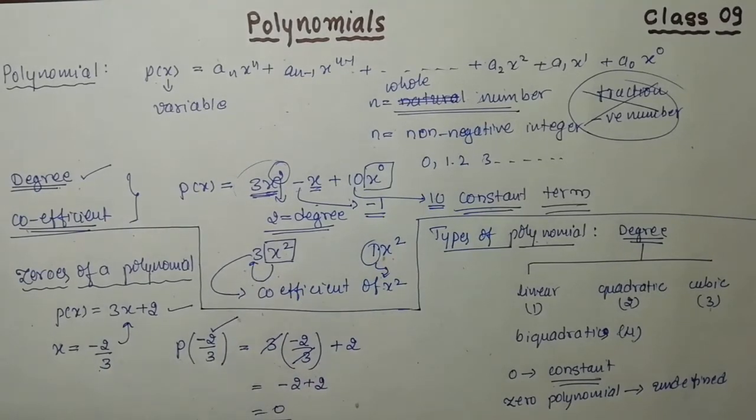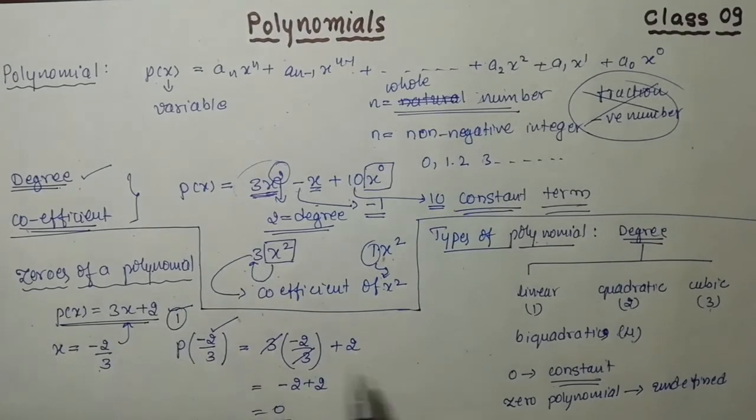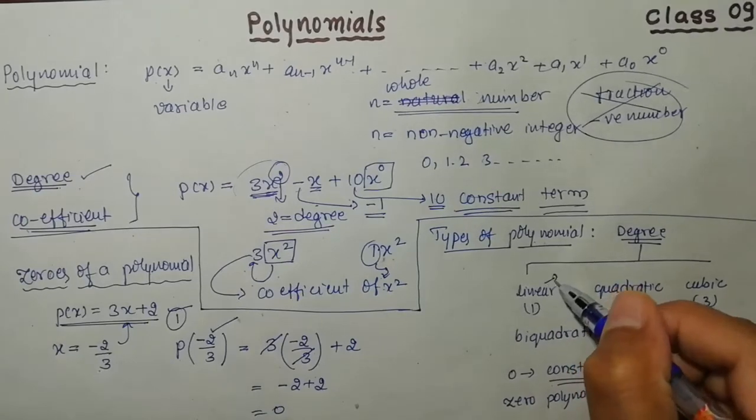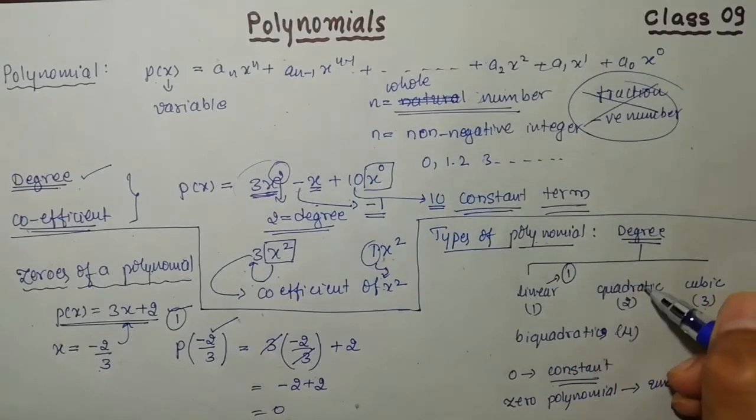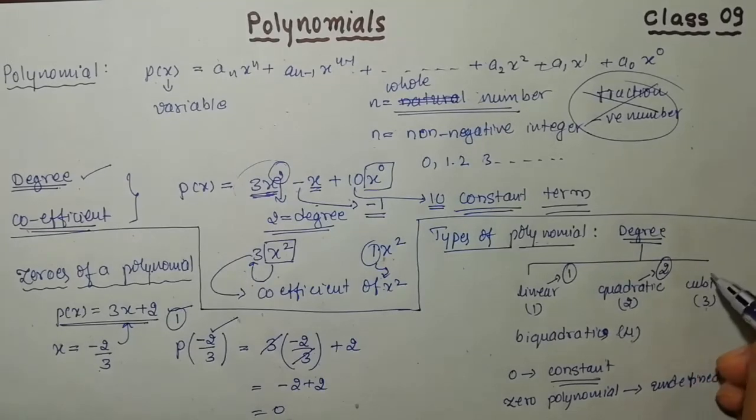So the value of x for which the value of the polynomial p(x) becomes 0 is actually called what? A zero of a polynomial. And remember, for a linear polynomial you will get 1 zero. It depends upon the degree. A quadratic polynomial will have two zeros, at most, the maximum number of zeros.